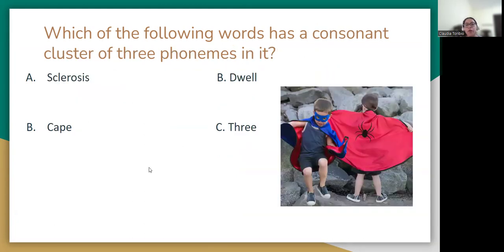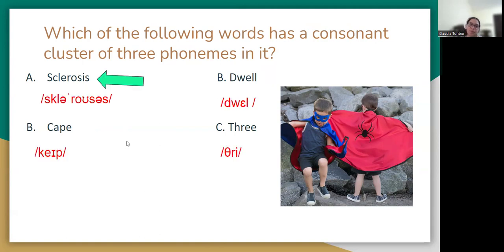Next, which of the following words has a consonant cluster of 3 phonemes in it? Sclerosis, cape, dwell, or three? The answer is sclerosis. Here we have s, k, l. And if you're paying attention, we also have a diphthong here in this word.